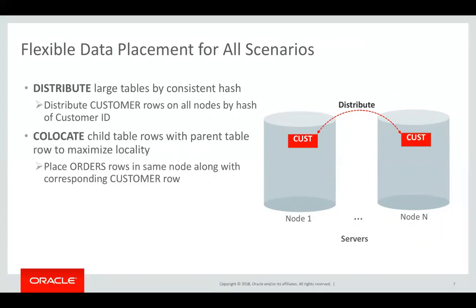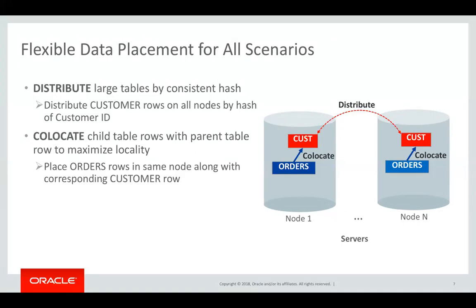Next is co-location. Customers place orders, and it's desirable to keep the order data for a customer co-located with that customer table row. So co-location says, I would like to be co-located with my parent table so that locality of access is maximized. So the parent data, the customer data, and the order data can be accessed together on the same nodes without requiring remote communication.